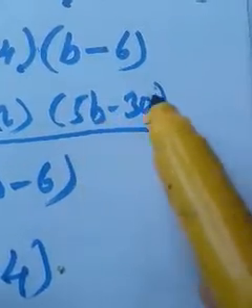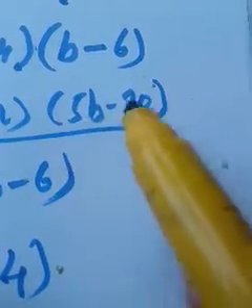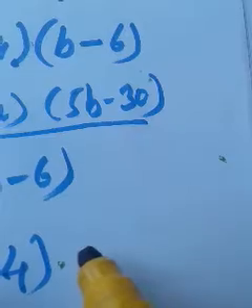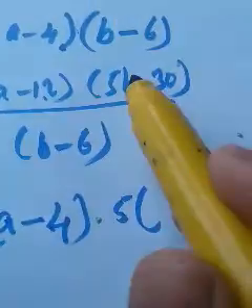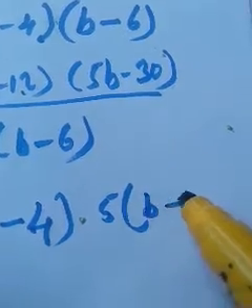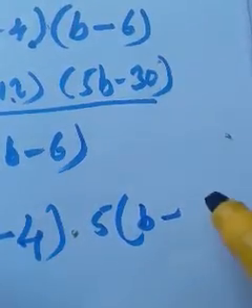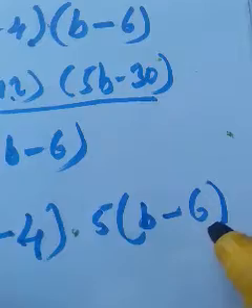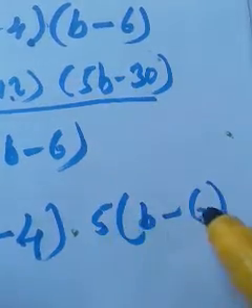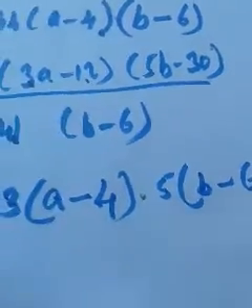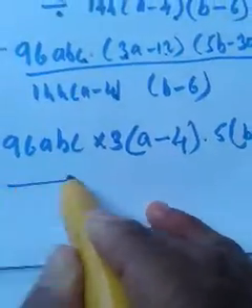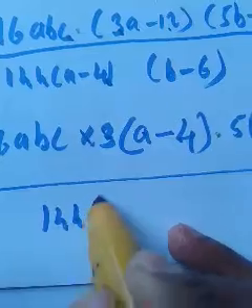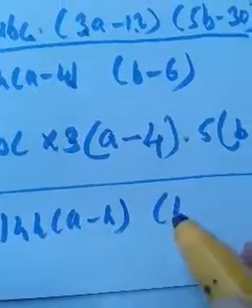And factorize this term also. Which is common in both terms 5B and 30? 5 is common. Take 5 outside. If you take 5 outside from 5B, what will remain? B will remain. Minus, if you take 5 outside from 30, what will remain? 6 will remain. Are you following me? Because 5 into B is 5B, 5 into minus 6 is minus 30. So what I have done is, I have factorized this term and this term, that much only, and the denominator is as it is, 144 into A minus 4 into B minus 6.